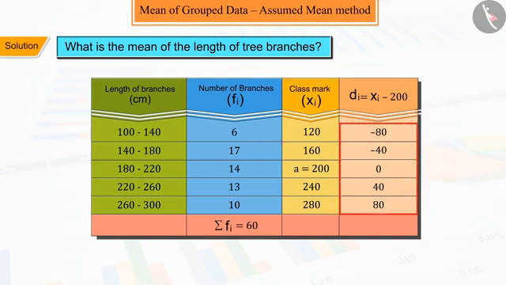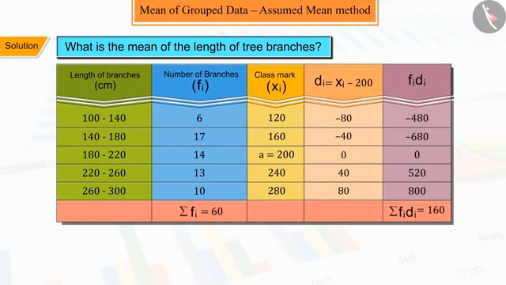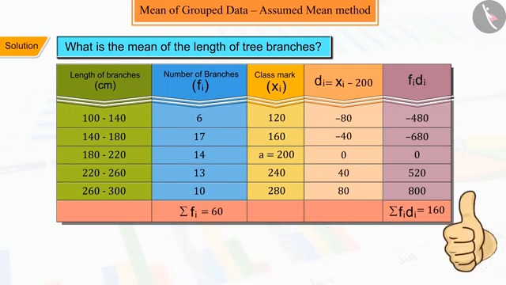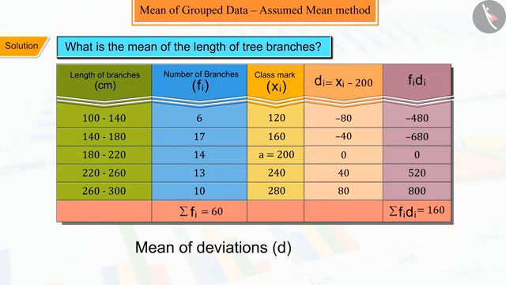where we multiply each di by its corresponding frequency fi, which gives the product fi di, the sum of whose products are represented in the table below. So can you find the mean of the deviations? Correct. To find the mean of the deviations, the sum of the product of fi di is divided by the sum of fi.